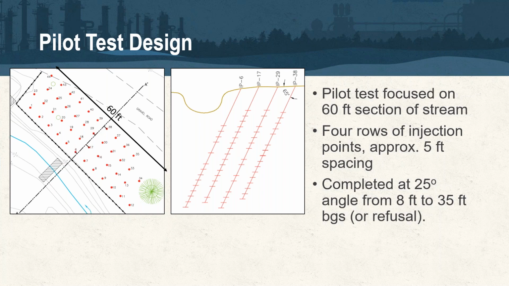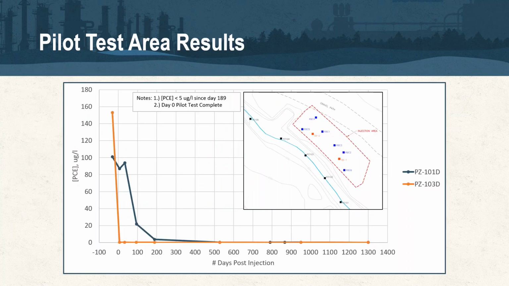And that's just field work, that's injection work, right? You have to have a high density of points to be able to account for those types of issues in the field that we all encounter on any of our injection projects. And that's really the reason behind us having a high density of points, multiple rows of points, whenever we do PRB designs. So these were all completed 25 degrees from vertical, from 8 to 35 feet BGS.